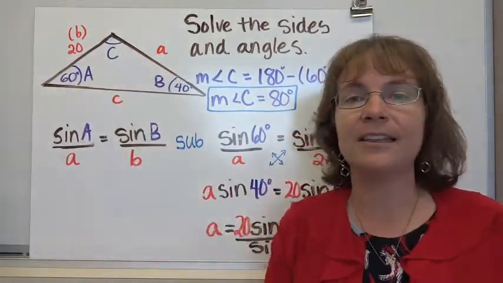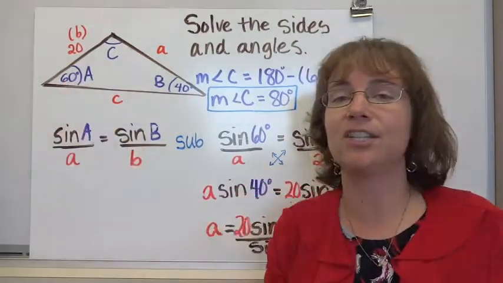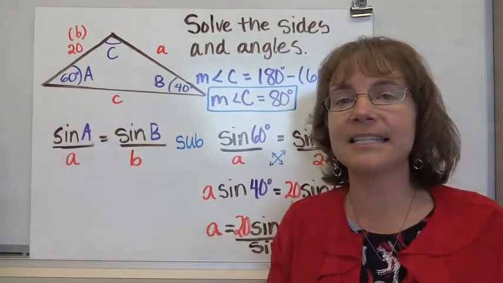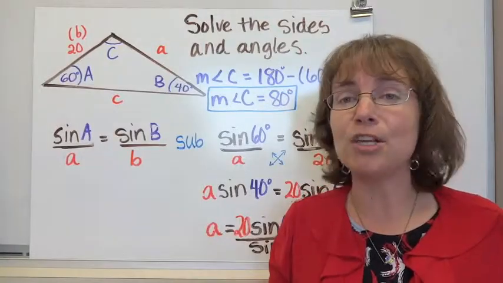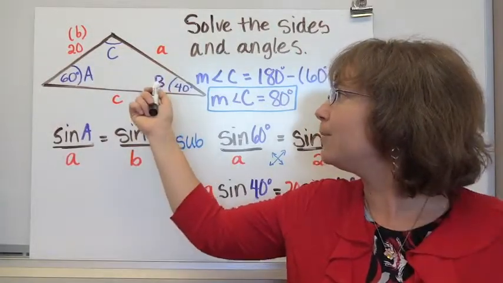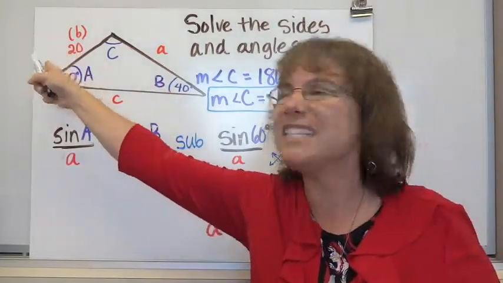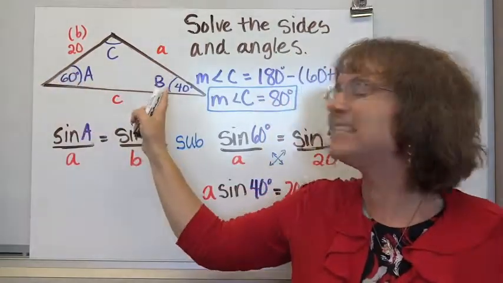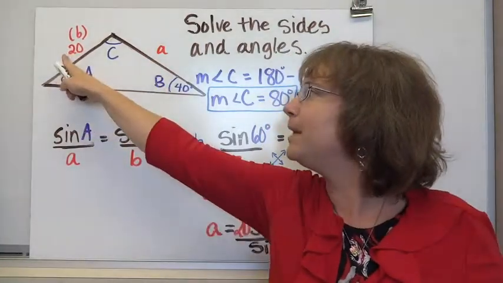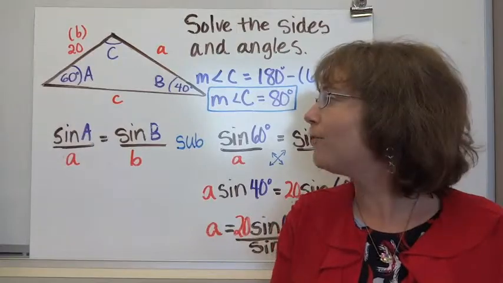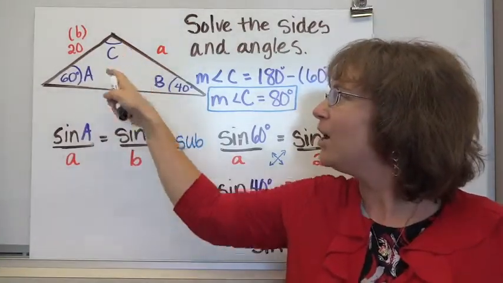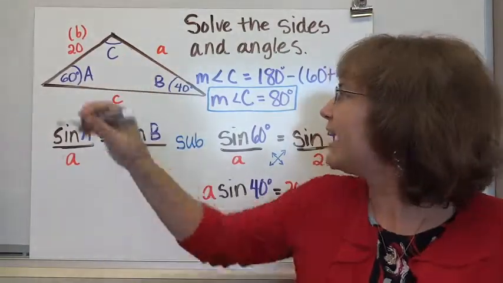Well, we know the sine of A, that's going to be a number because we know that's 60 degrees. Now we want to see if we can set that equal to a number that we know. So if we look at B, we notice we know angle B, and we also know a side length for B. So if we set it equal to sine B over B, then we know we're going to be able to solve it. If we try to use C, we know the angle C, we know that that's 80 degrees.